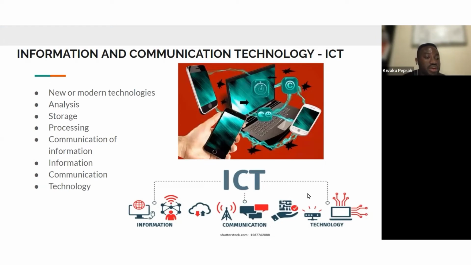So to break it down, we have information, which is the data that can be sent for operation; the communication, which is the exchange of information; and also the technology, which is a system that helps combine information and technology together to create a system.